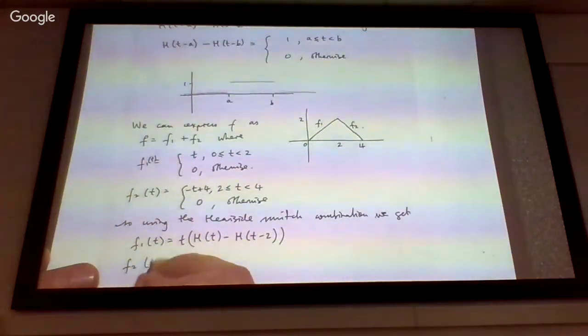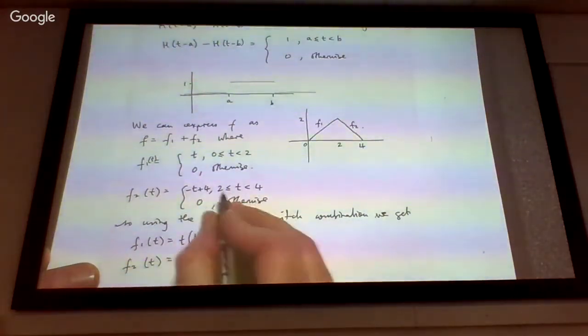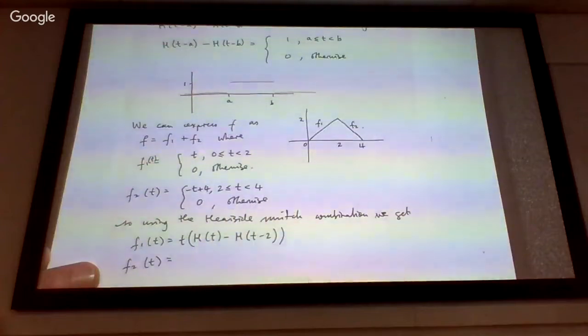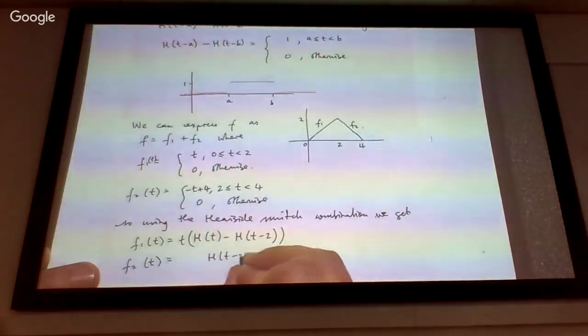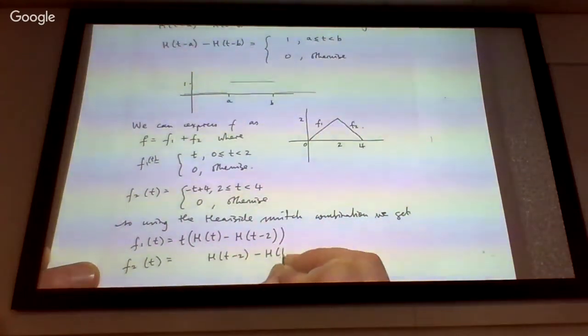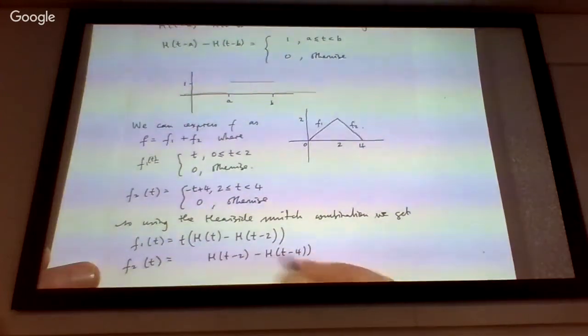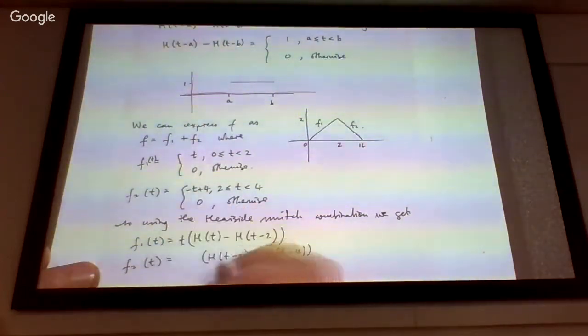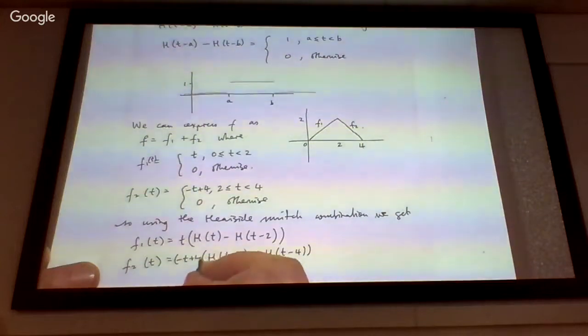And f2, evaluated at t, well, the switching interval here is 2 to 4, so it's going to be h of t minus 2 minus h of t minus 4. And the quantity I want to switch on is minus t plus 4.